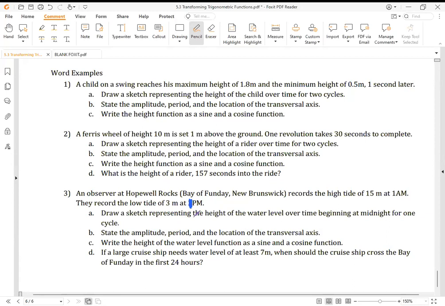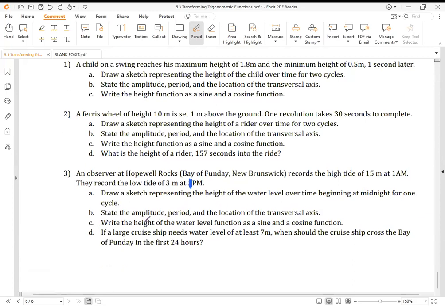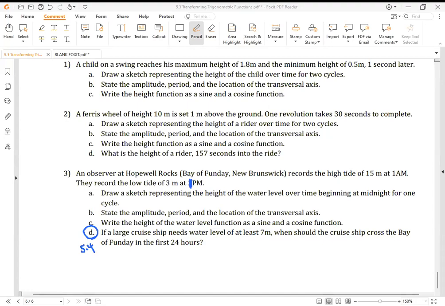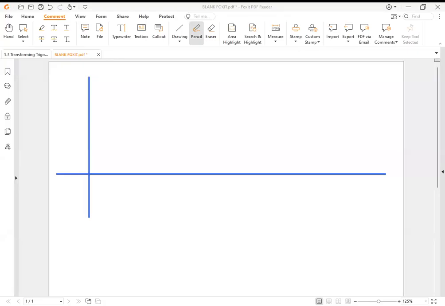Draw a sketch representing the height of the water beginning at midnight. So 0 represents time at midnight. Try to sketch it, and from your graph, tell me the amplitude, period, location of the transversal, and write the height of the water as a sine and cosine. Please leave this until maybe 5.4. You don't have to do part D. See if you can do number 3, and I will do that on the blank piece of paper. Okay, I'll pause the video one more time, while you're working.